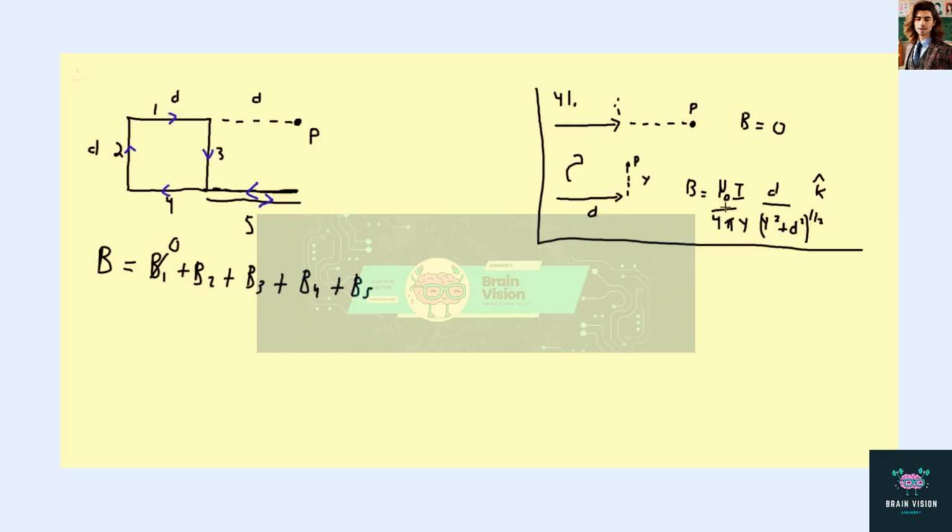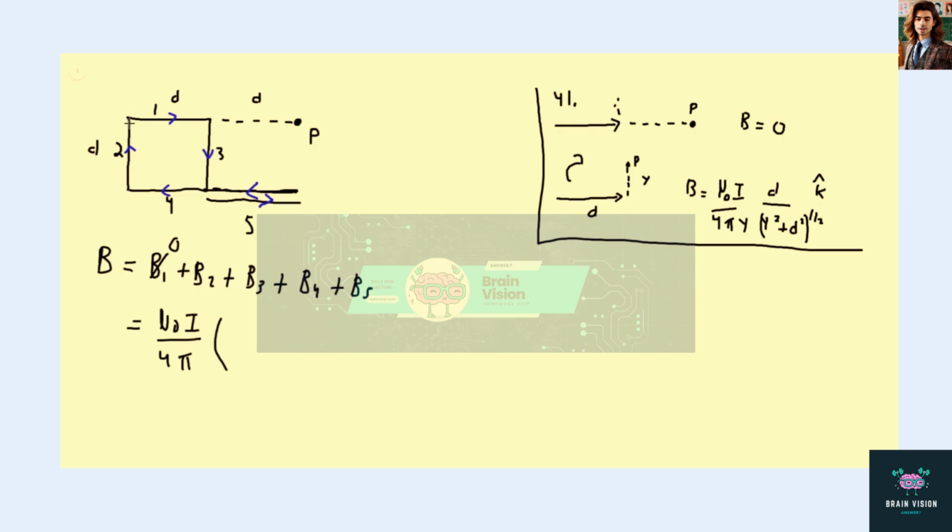So we know all of these terms are going to have a mu naught I over 4 pi in them, since they all have the same magnitude of current. So I'm just going to start by writing that, and we'll just have that factored out so we don't have to write it a bunch of times. So B1 we know is 0.